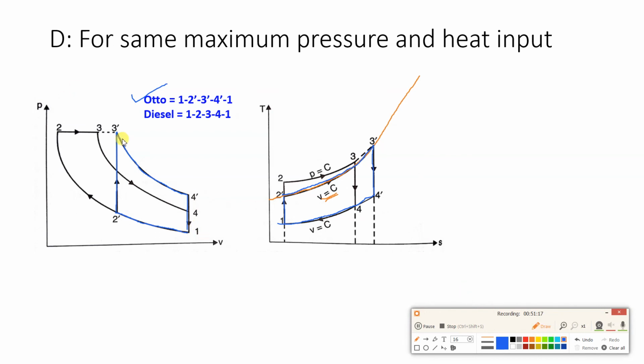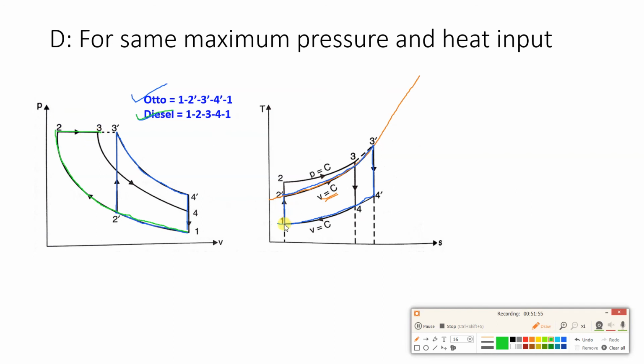Now next cycle we will see diesel cycle. So we have to maintain same maximum pressure. So 1 to 2 is isentropic compression in case of diesel cycle. And here you can see we are maintaining this pressure P2, maximum pressure P2, which is equal to P3 in case of diesel cycle, same as maximum pressure 3 dash P3 dash in case of Otto cycle. So 2 to 3 is constant pressure heat addition in case of diesel cycle.